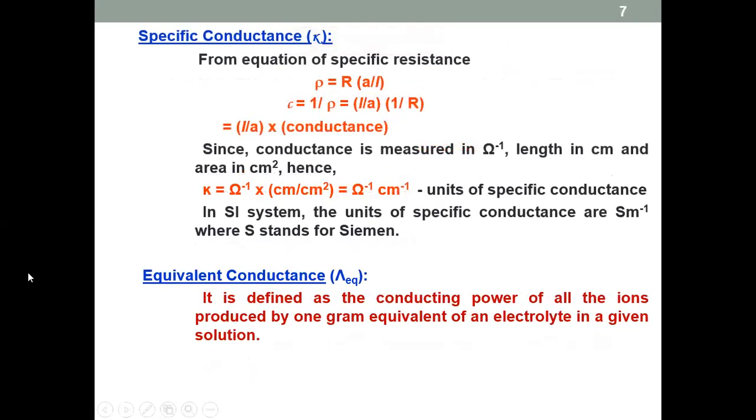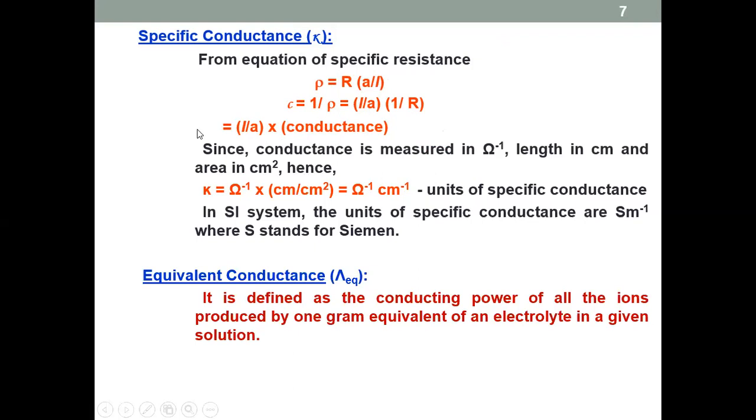Okay, so we just plug in that here. R is equal to rho L by A. You just rearrange to get rho on the left hand side, which will be R A by L. All right. So 1 by rho is kappa. So L by A into 1 by R, that will be there. So 1 by R is just conductance. So kappa, which is specific conductance, will be equal to L by A into conductance.